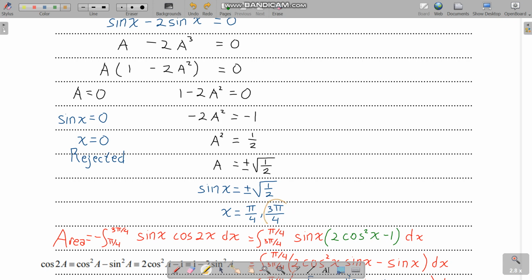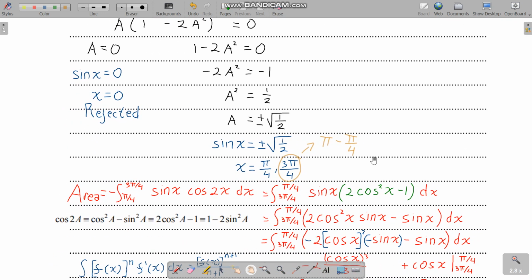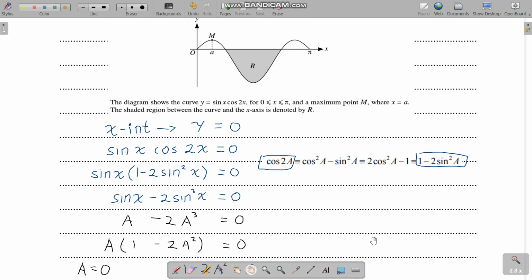Okay, so remember this is in the second quadrant. Second quadrant means we have to do pi minus base angle, so pi minus pi over 4. Now that we have the x-intercepts, we know that we have to integrate between, this is pi over 4, this is 3 pi over 4.